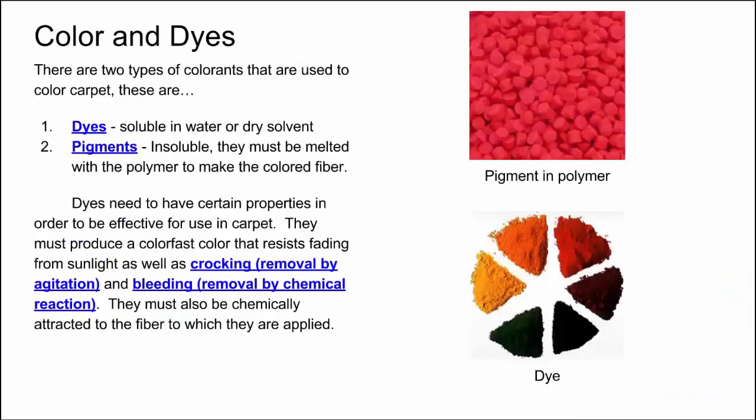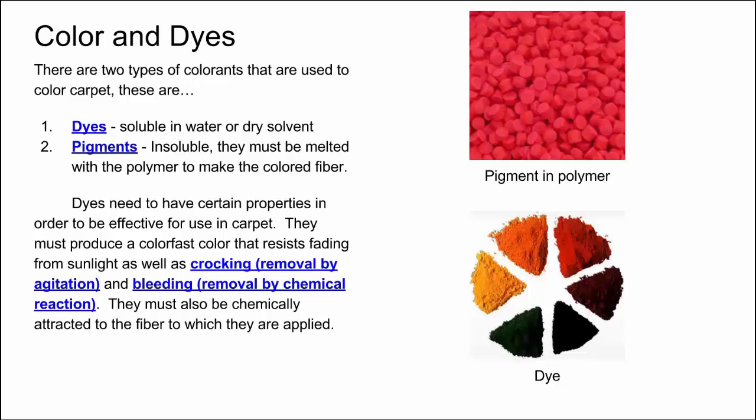There's two types of colorants that are used in the manufacturing of carpet. There's going to be dyes, and there's going to be pigments. Dyes are soluble in water or a dry solvent. Pigments are not soluble. They have to be melted, they're combined into a polymer, and then when they're melted in the extrusion of the carpet fibers, it comes out a colored fiber from the start.